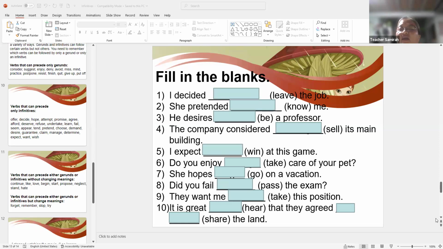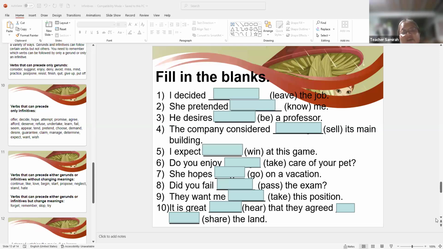Number 4, who would like to read? Okay, Alfonso. The company considered blank its main building. Okay, what are we going to use? Gerund or infinitive? Gerund. So what will be the correct answer for this one? The company considered selling its main building. Very good. So if your answer is "selling," then you have to check your answer.